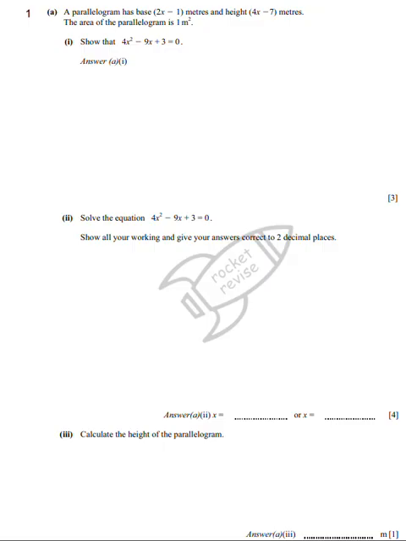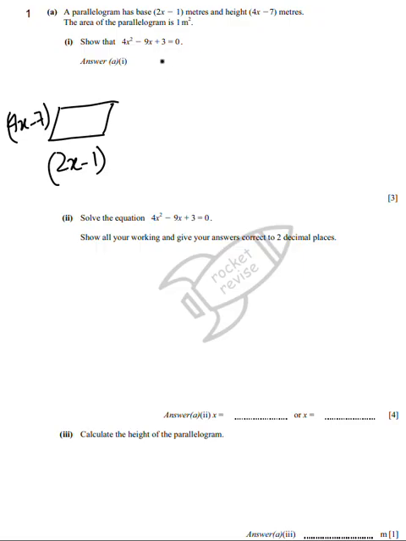Okay. So question one says a parallelogram has a base of 2x minus 1 meters. As we know, a parallelogram is of this shape. It has a base of 2x minus 1 meters and has a height of 4x minus 7 meters, right? The area of the parallelogram is 1 meter squared. Show that 4x squared minus 9x plus 3.